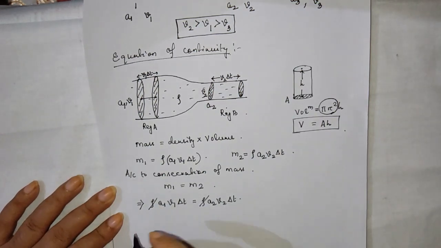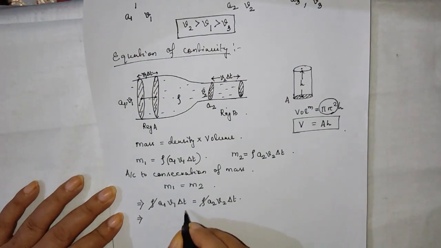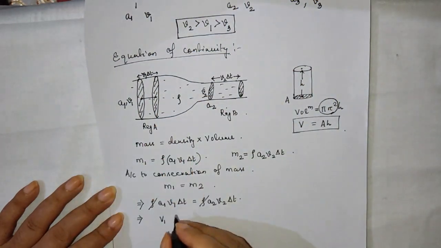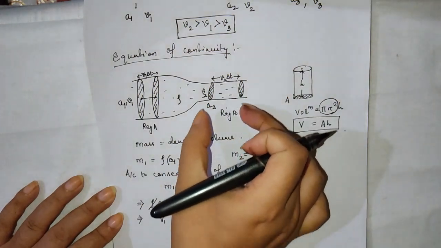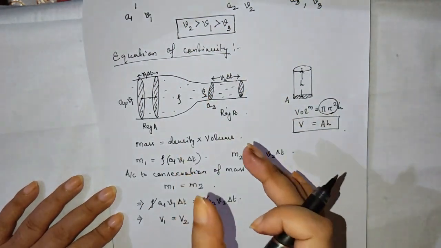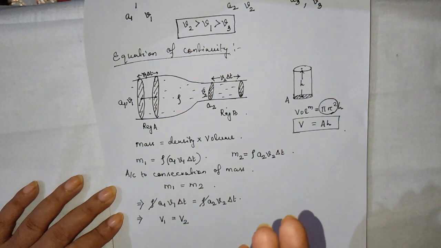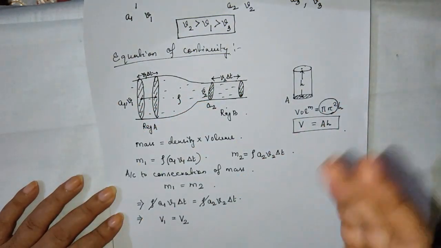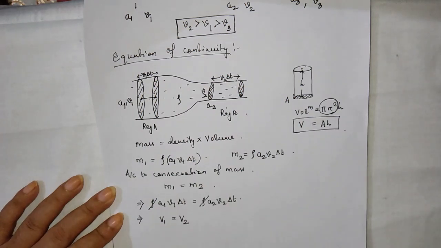And this is a very important observation: the volume of the water entering through the broader portion is exactly equal to the volume of the water leaving in the constricted portion. That means the amount of water entering is exactly equal to the amount of water leaving, or the rate of flow of water remains constant. This is one observation that we are getting.